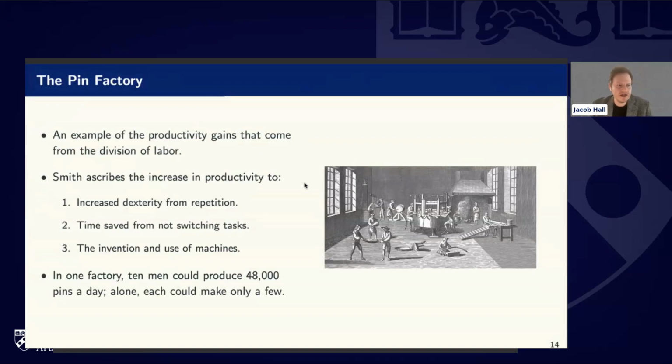You can imagine these guys putting pins together, and it's an example of the productivity gains that come from the division of labor. So you can put yourself in this image. It's all up to you to make pins, right? It's a long, drawn out process. You have to do 18 different steps. You're not really going to be very productive. You're going to get maybe 20 or 30 done in that day.